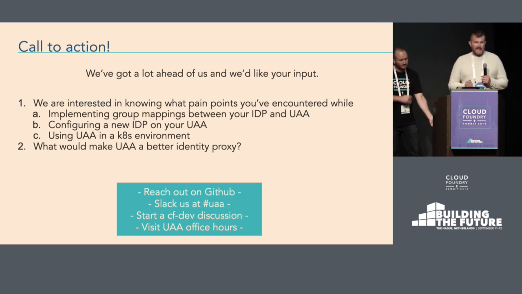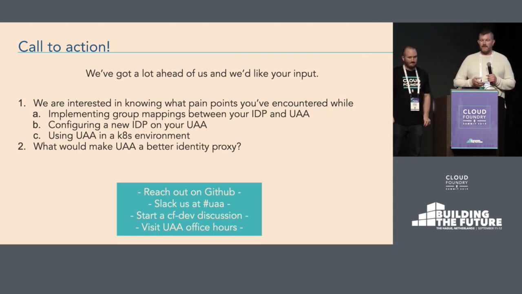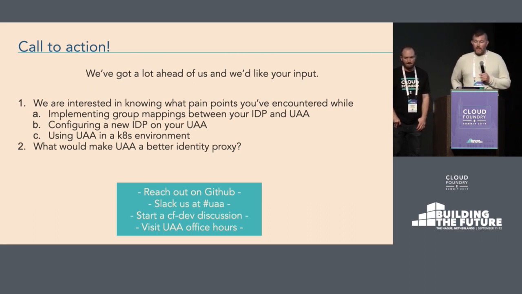So I think as a team and as a community, we have a lot ahead of us, and we're asking for your input on some specific topics, but just generally kind of as we head down this path. We're specifically interested in knowing what pain points you've encountered while doing some of the things that you see here. Implementing group mappings between your chosen IDP and UAA. There's a lot of different options there, and we know that the path you take can be different and sometimes difficult. Configuring a new IDP on your UAA. So if UAA is never going to be the IDP, we're always going to rely on an external IDP, then we need to make sure that that is a seamless transaction.